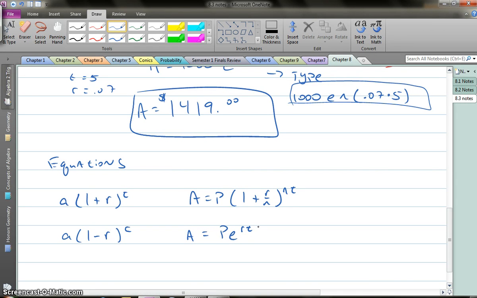All right, now the toughest part, they're all easy to remember. The toughest part is deciding when to use which one. And there are some keywords that go with each one that we'll talk about again more tomorrow.